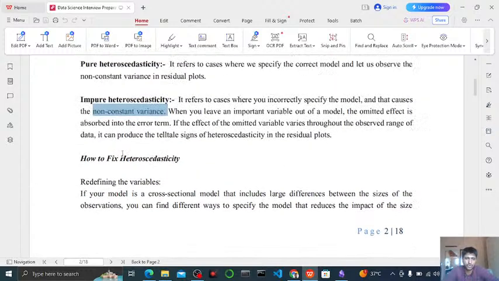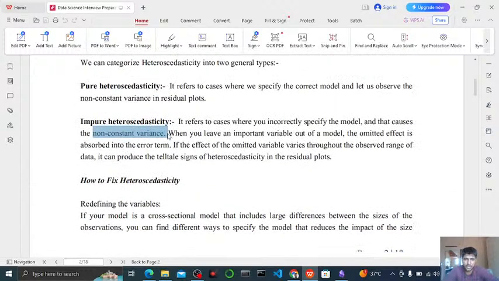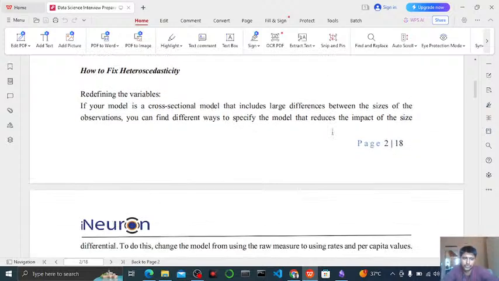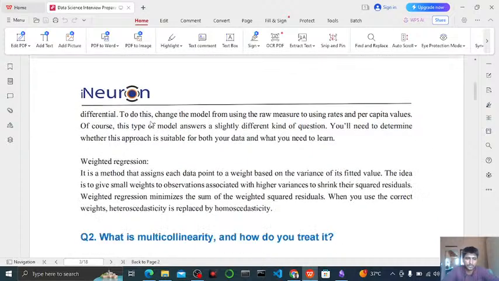So how do you fix this? When you leave an important variable out of the model, the omitted effect is observed in the error term. So how do you fix this? You redefine the variables. If your model is cross-sectional and includes large differences between the sizes of the observations, you can find different ways to specify the model that reduce the impact of the size differential.